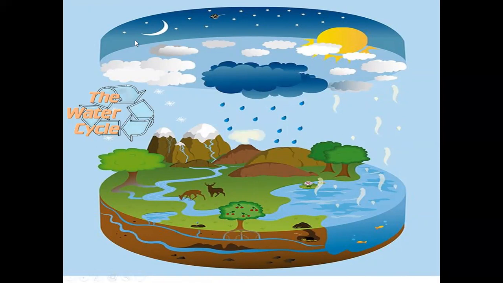In cold weather, the water droplets in the clouds may freeze and fall as hail or snow.